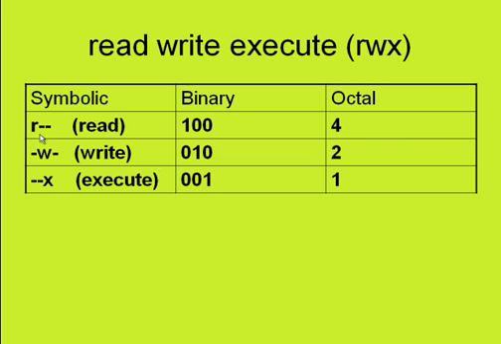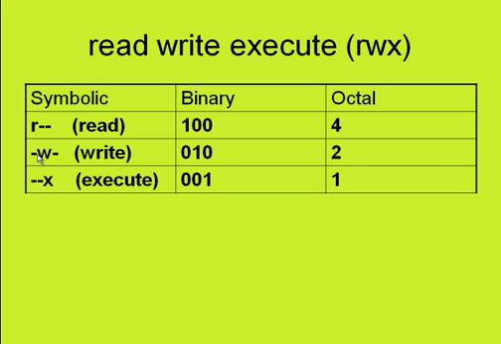If we change this to symbolic permission, you get r dash dash. The binary is 1 0 0, dash dash is 0 0. Only the read bit is set, so you get binary 1 0 0. If you convert binary 1 0 0 to octal, you get 4.